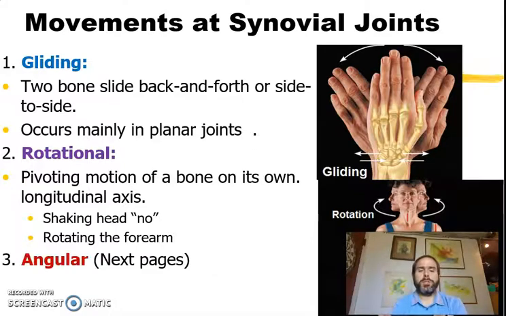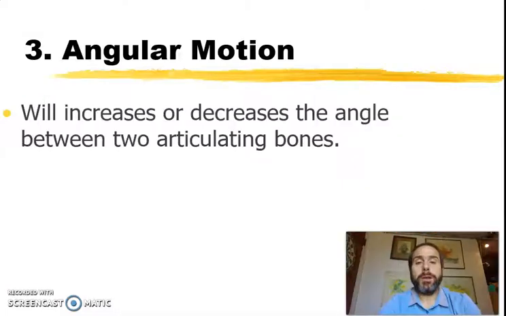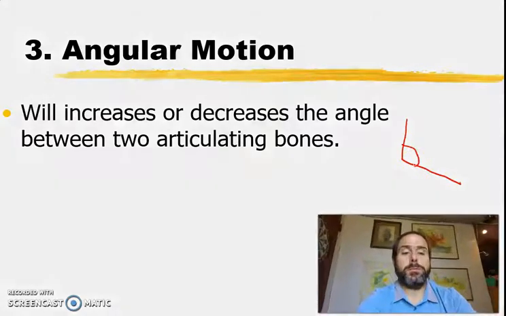The third type of motion is angular. You are moving something to either increase an angle or decrease an angle. And that's actually why I'm using the scary front-facing camera. So angular motion, you're increasing or decreasing the angle between two bones. So if we have one bone like this and one bone like this, we have an angle between the two.